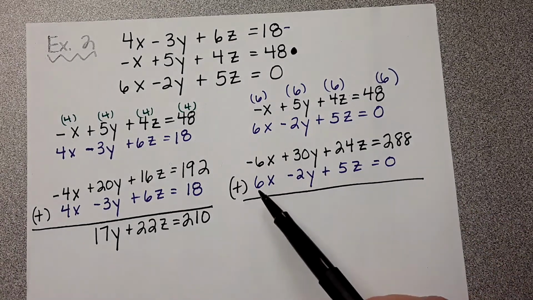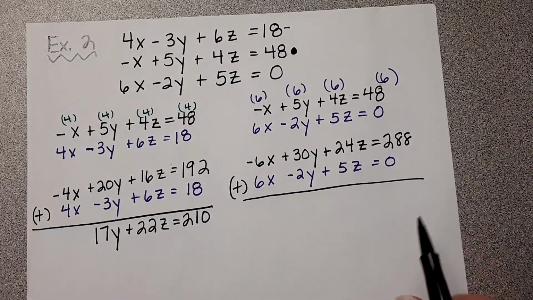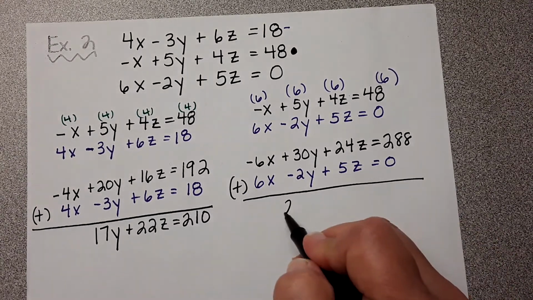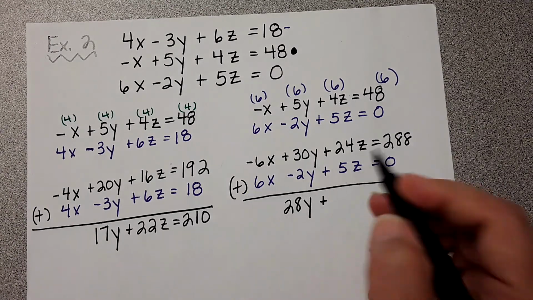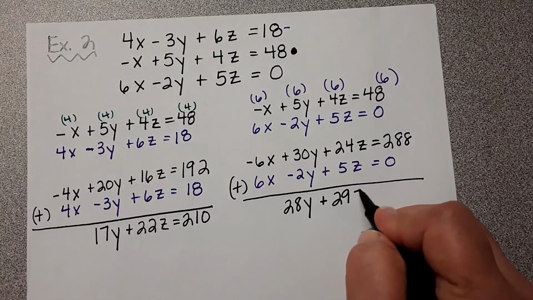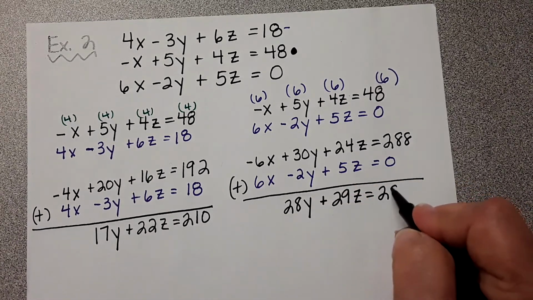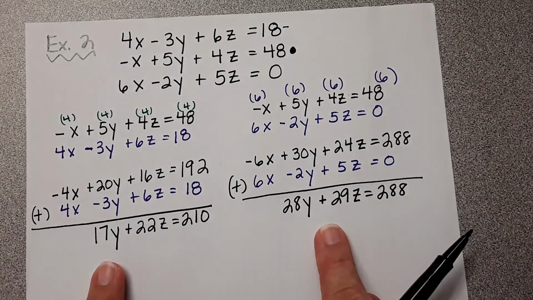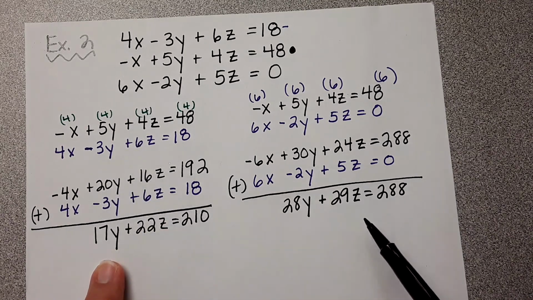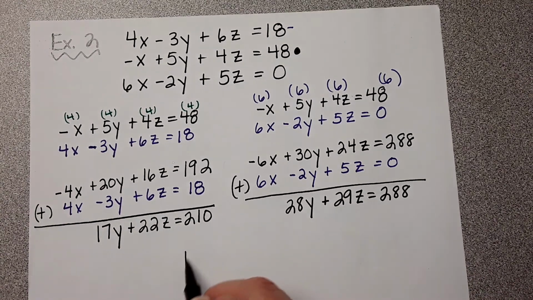Negative 6x plus 6x is 0. 30 plus negative 2 is 28y. And then 24 plus 5 is 29z. And 288 plus 0 is 288. Now we have two equations, right? That we can now eliminate those. So now we're going to rewrite them.